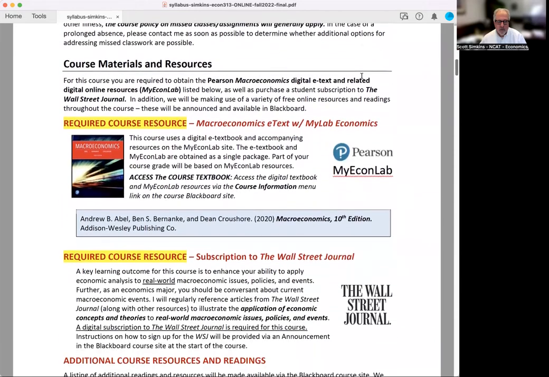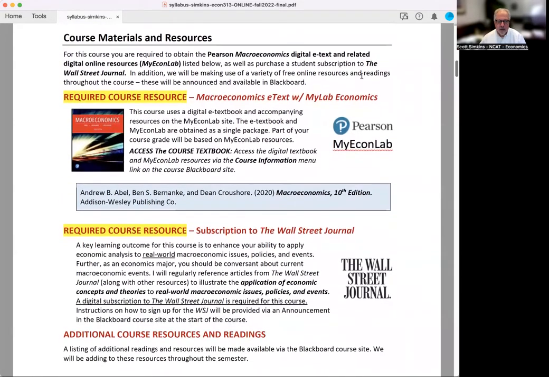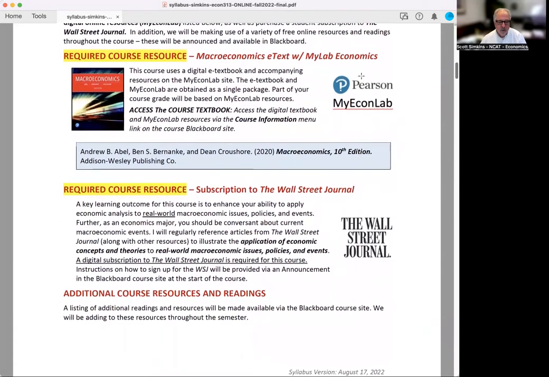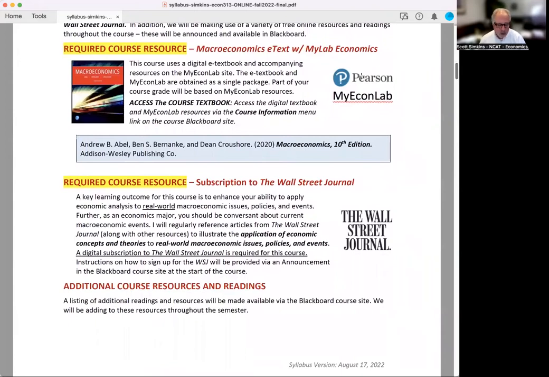And what's most important, perhaps, at least initially, is the course materials. I'll be sharing that in an announcement in Blackboard in terms of how to get access to the required course material, in particular the textbook, which is an e-textbook, along with Pearson MyLab resources. So that's information that will be important for you to get started with the course. Also required is a subscription to the Wall Street Journal, and I will be sharing information with you about that at the very beginning of the course, about how to subscribe to that.